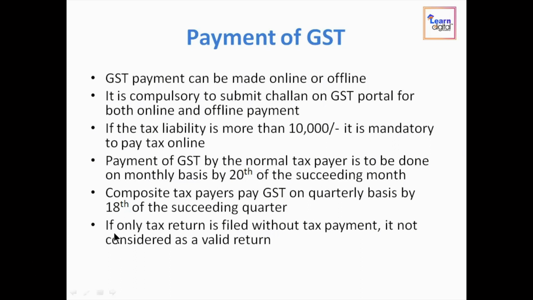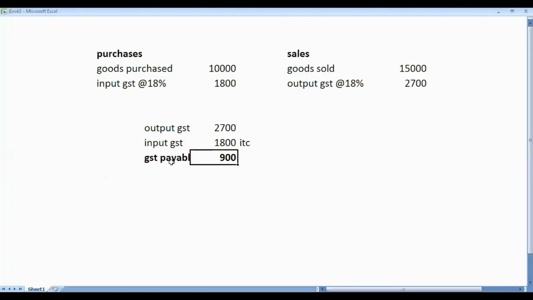If only the tax return is filed without tax payment, it is not considered a valid return. So what is the difference between tax return and tax payment? See, the amount payable is 900. This is tax payment.